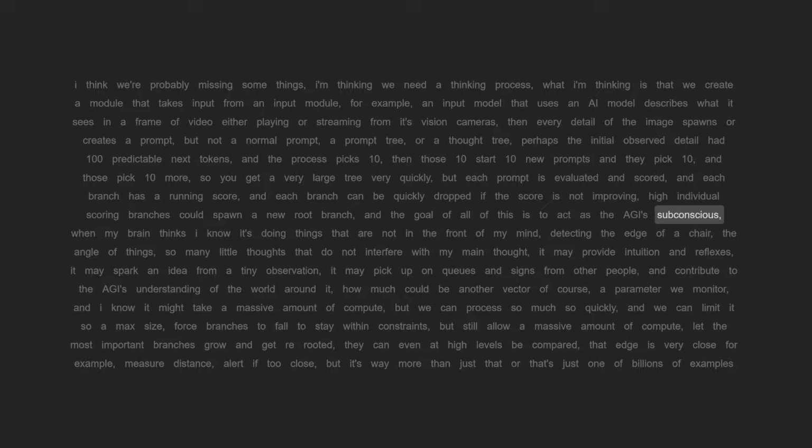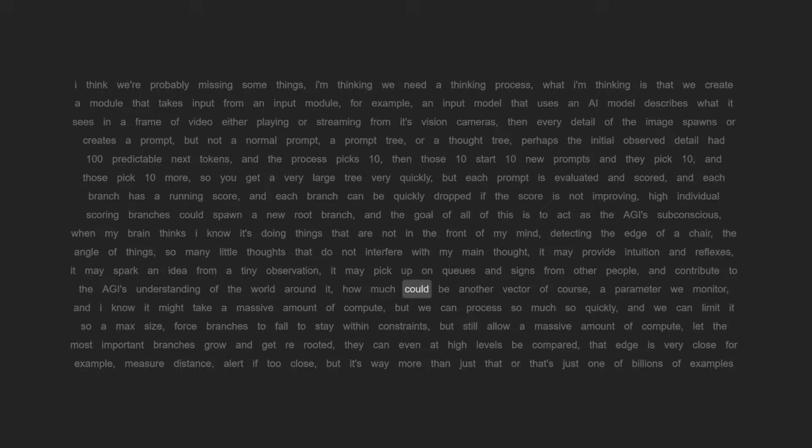When my brain thinks, I know it's doing things that are not in the front of my mind, detecting the edge of a chair, the angle of things, so many little thoughts that do not interfere with my main thought. It may provide intuition and reflexes, it may spark an idea from a tiny observation, it may pick up on cues and signs from other people, and contribute to the AGI's understanding of the world around it.